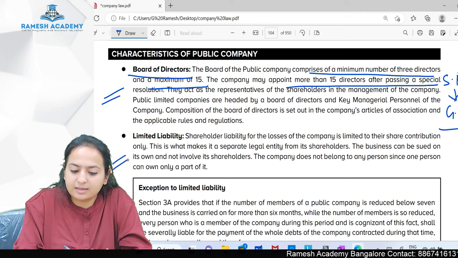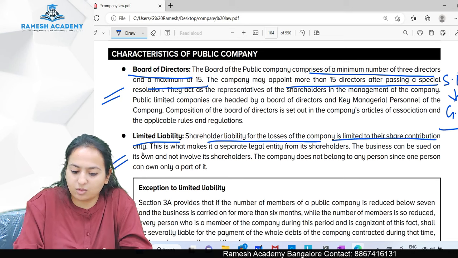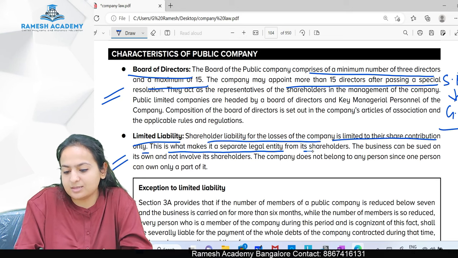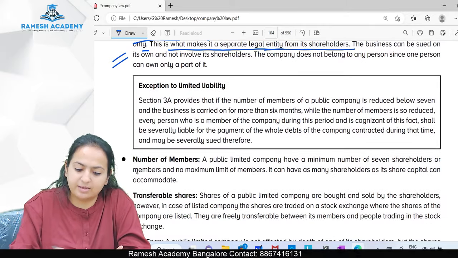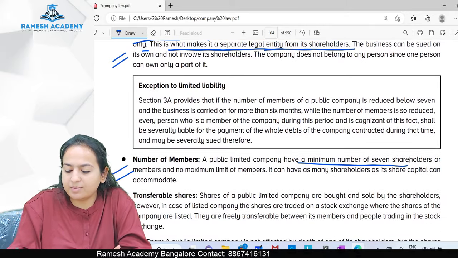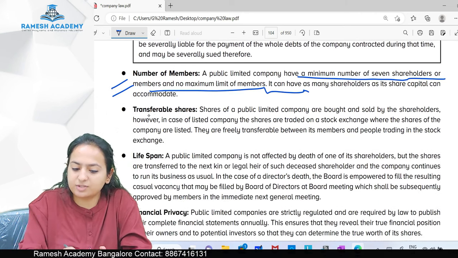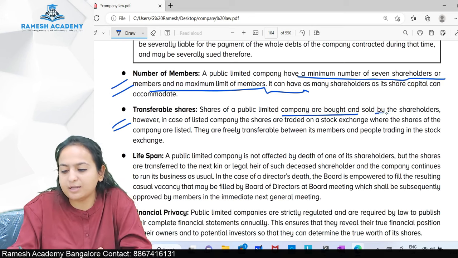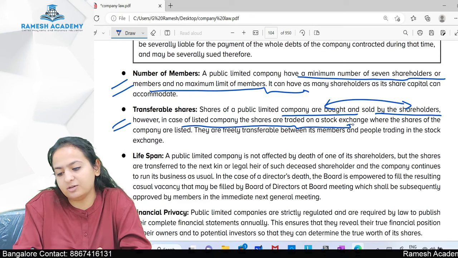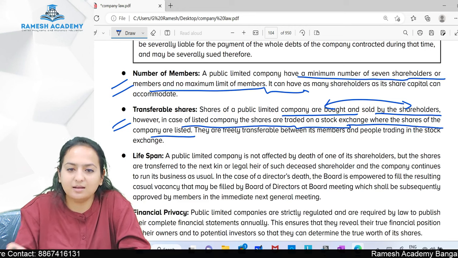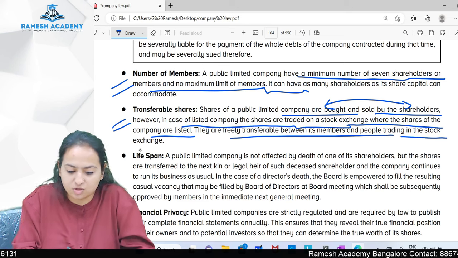Okay. Then there is limited liability. The liability of the shareholder for the losses of the company is limited to the share contributed only. This is what makes it a separate entity from its members. Okay. So this is limited liability. Number of members, they have a minimum of 7 shareholders and maximum no limit. Transferability of shares: shares can be bought and sold. However, in case of a listed company, the shares are traded on the stock exchange where the shares of the company are listed. They're easily transferable between the members and the people trading in the stock exchange.